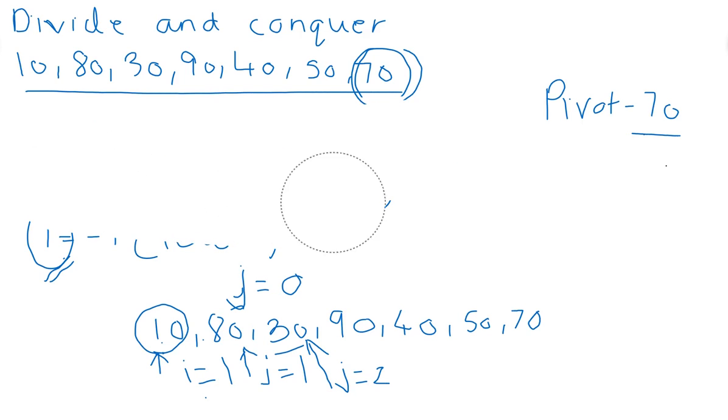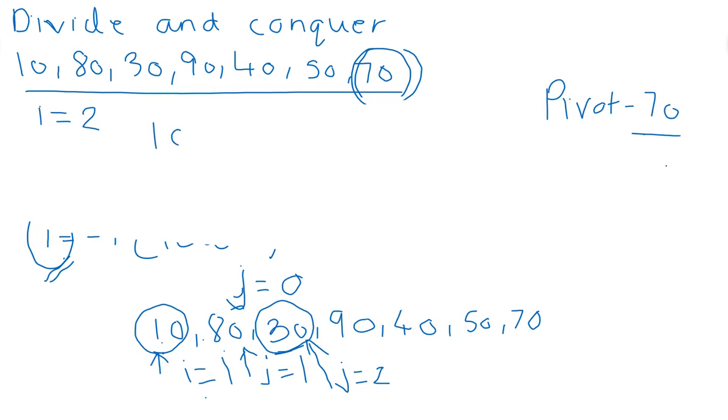So what I'm going to do is, my i is 1, so I'm going to increment my i. My i will become 2. And I'm going to swap this 30 with this one.